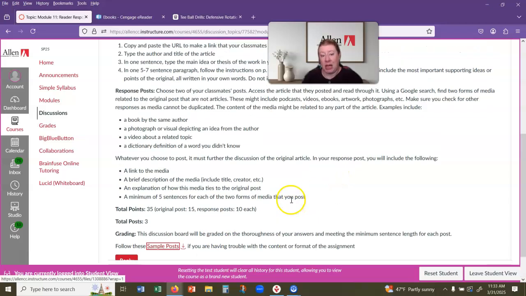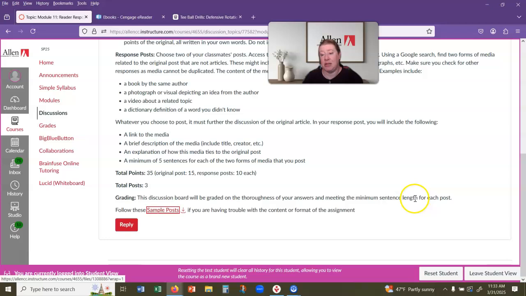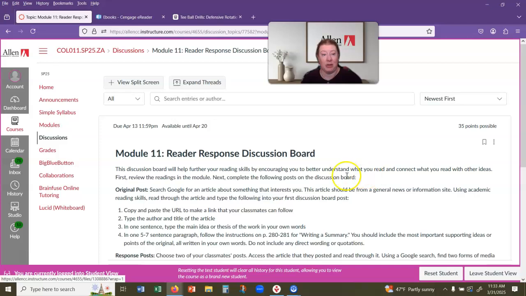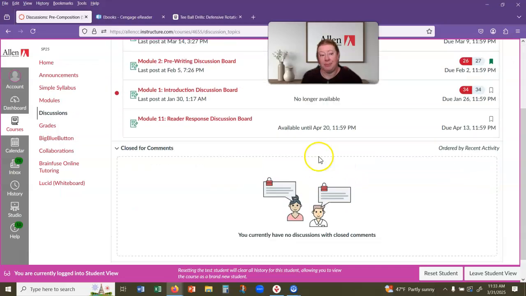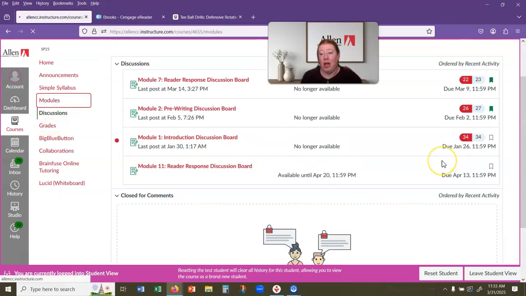So you're not writing a ton for these, but the idea is that we're really just trying to pull together ideas and making sure that you're reading things accurately, making sure that you're understanding what you're reading and able to tie things together. So these are the beginnings of a lot of the skills that you'll be practicing in Comp 1 and Comp 2.